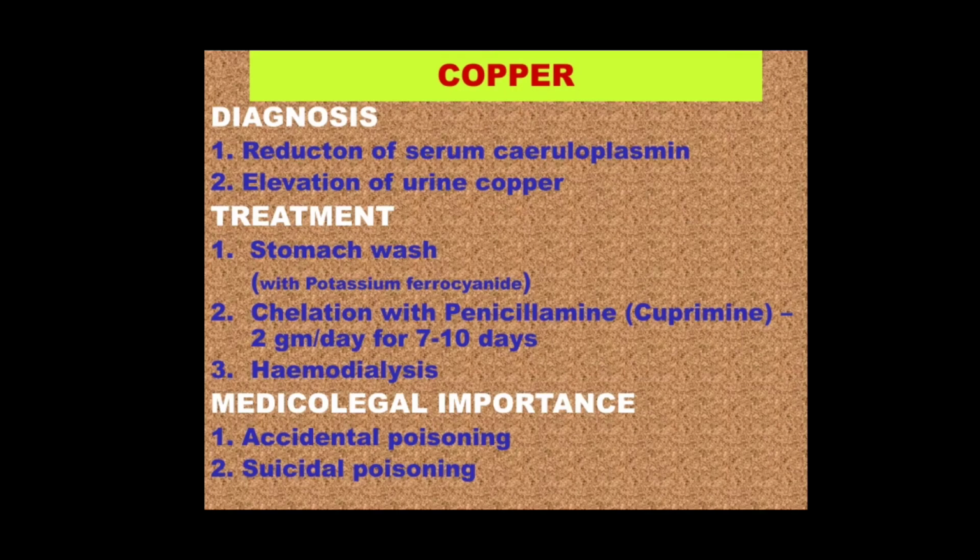Chelation with the specific chelating agent is very beneficial, and that is penicillamine, also called cuprimine. This is a chelating agent that is specific for copper, easily available in India. It can be given orally, and the usual dose is 2 grams per day for 7 to 10 days. Hemodialysis can also help in some cases, even though that is meant for those patients where renal failure is developing, and hemodialysis is not really effective for removing heavy metals from blood, including copper.